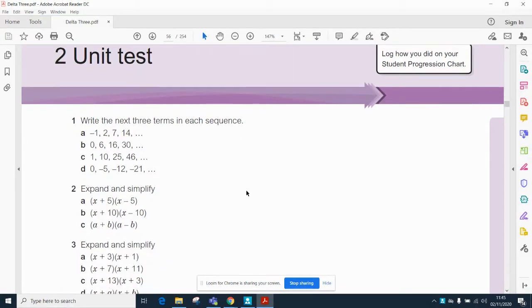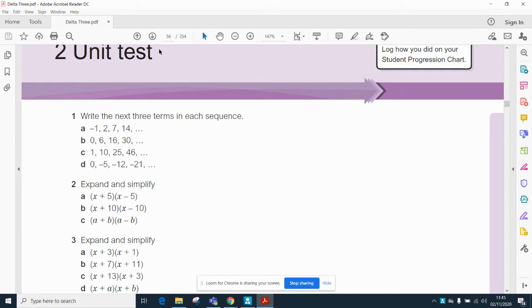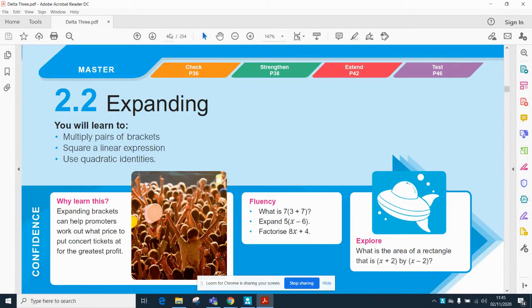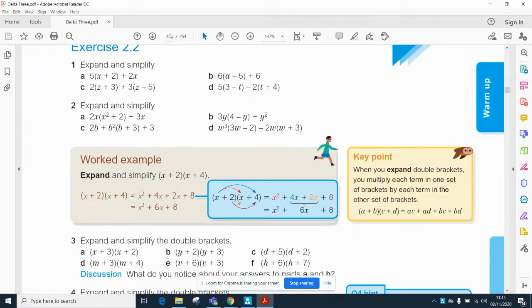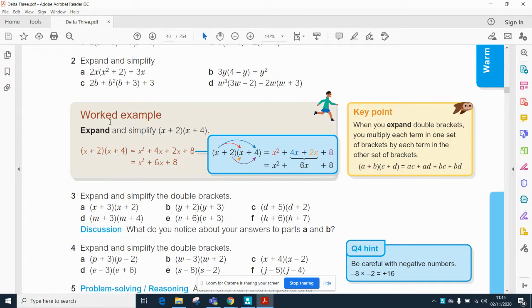So let's imagine you get stuck on expanding and simplifying. So if you go back in the textbook, just flip through some pages until you get to the expanding chapter. And then you can see here's a worked example. It tells you what to do step by step. It's got a key point on the side. It tells you I'm going to be doing the red arrow first, x times x makes x squared. Then I'm going to do the blue arrow, x times 4, 4x, 2 times x, 2x, 2 times 4, 8. Combine the 4x and the 2x to make 6x, and you've got your answer.